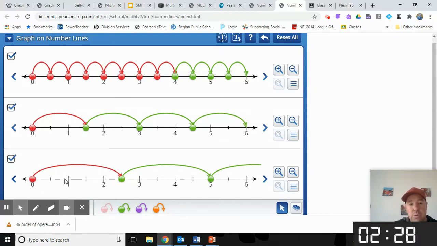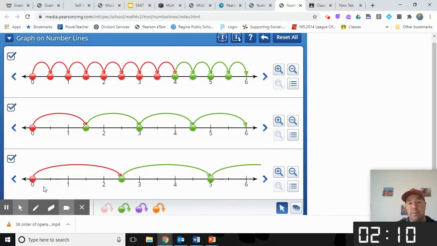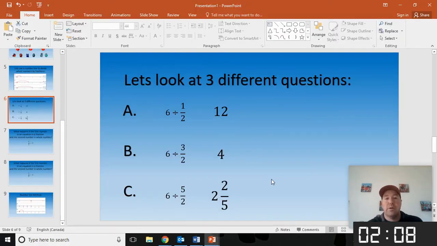1, 2, 3, 4, 5. That becomes our denominator. So how many jumps did we have left to get to 6? 2. And it was out of 5. The jump was 5, so 2 2/5 would be our answer. Okay, so take a look here: 6 divided by 5 halves is actually equal to 2 2/5.